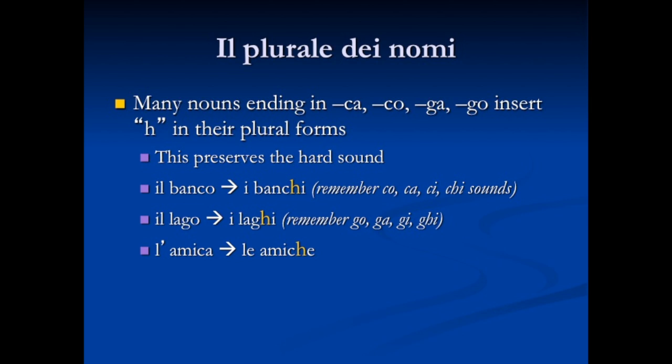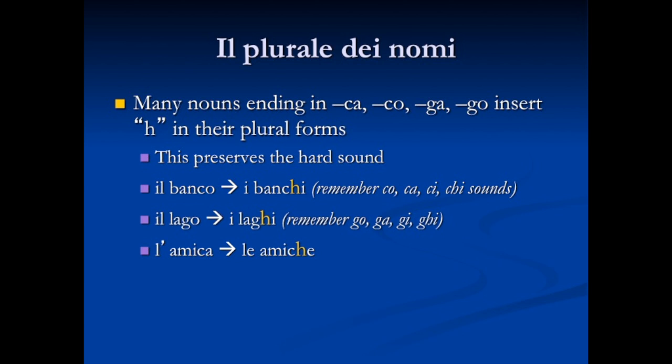Okay, let's look at il lago, the lake, i laghi, the lakes. So we need that H. Without the H, it would be i lagi, if it was just a GI or GE in Italiano. Then we have l'amica. L'amica becomes le amiche. And we have to have that H, otherwise it would be le amice, and we don't want that, we want le amiche. So we're going to stick that H in there to make it plural, and to preserve the sound as well.